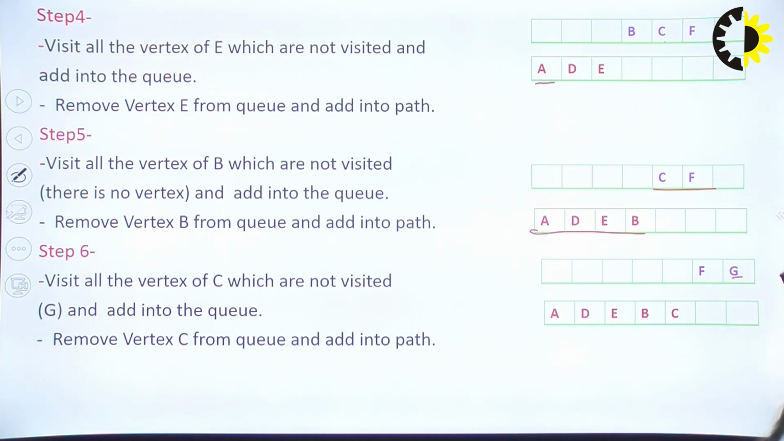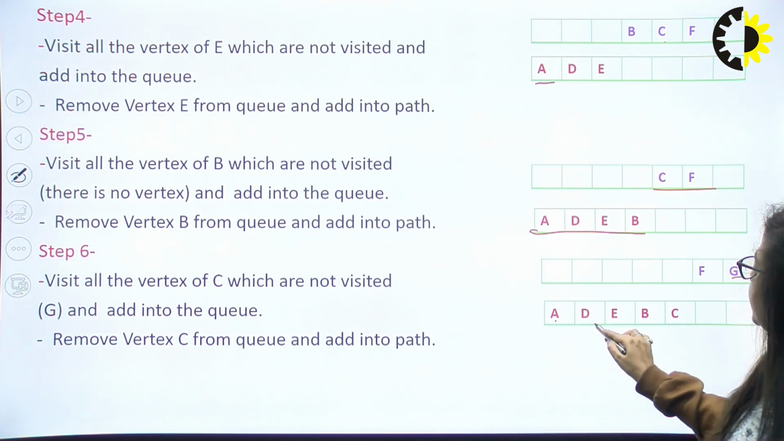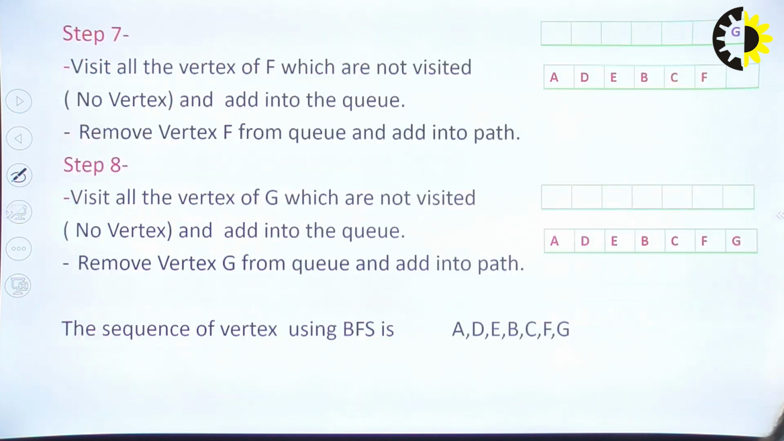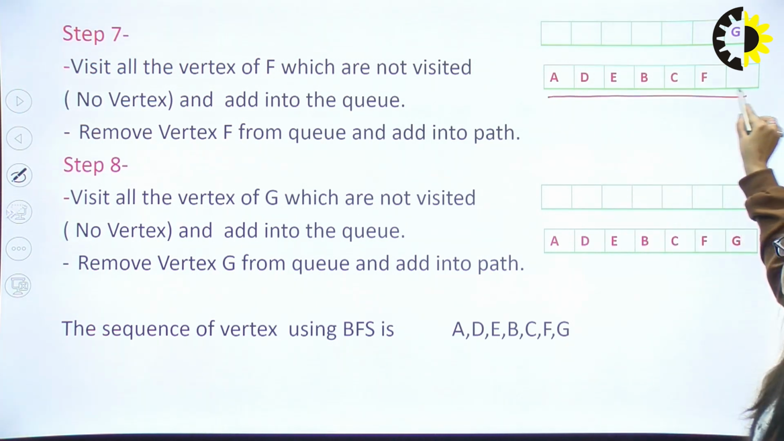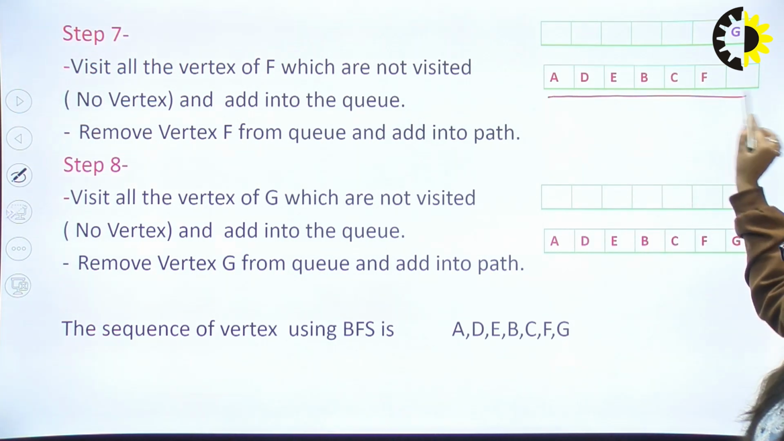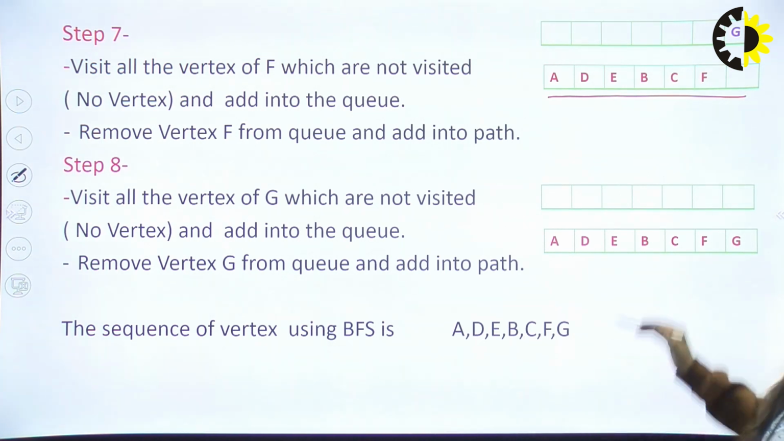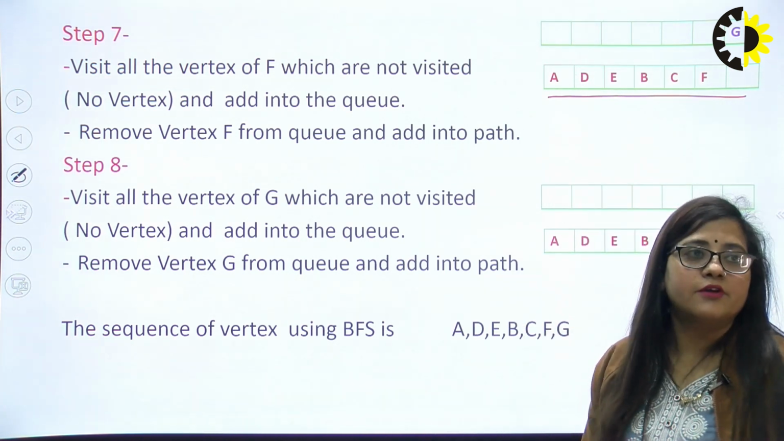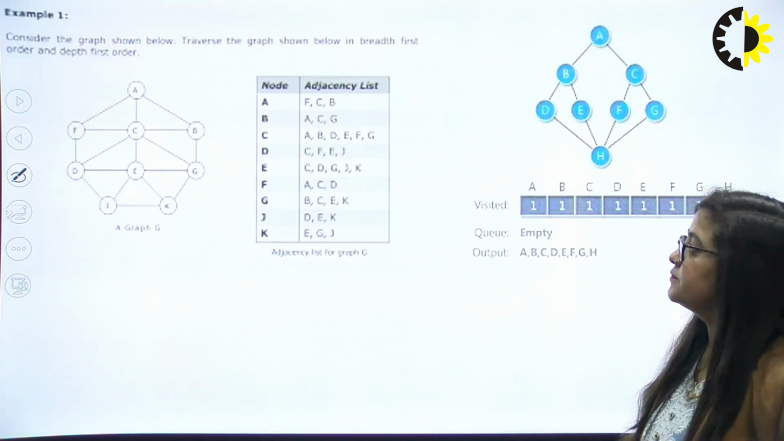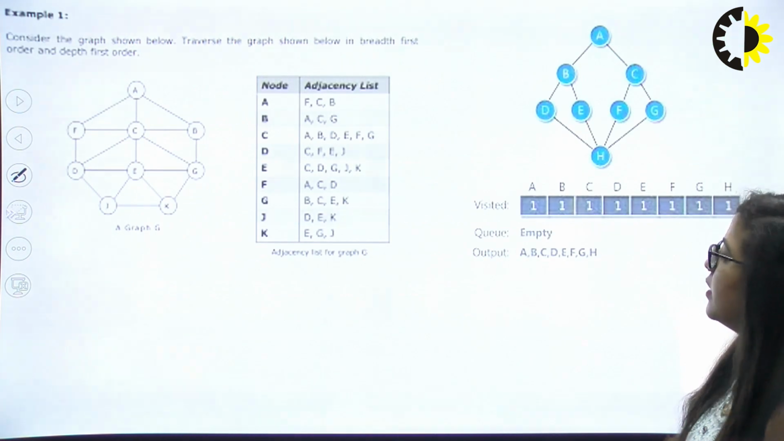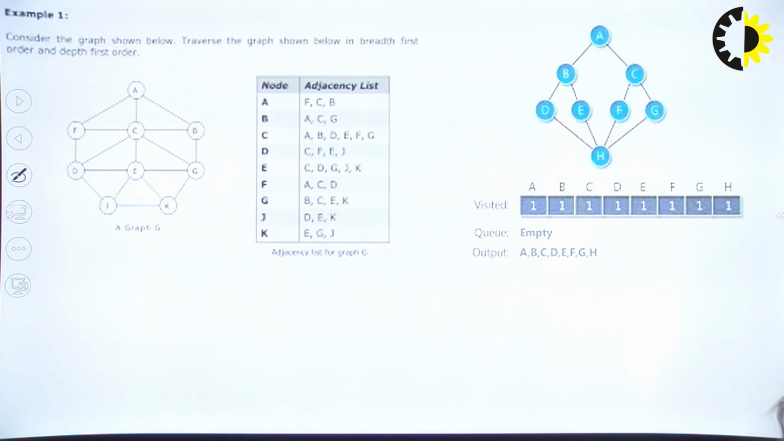G is again a vertex according to the previous example, and the output is A, D, E, B, C. So the last final output, and check G again. So the final output of BFS is A, D, E, B, C, F. So this is the whole process, step by step, to solve BFS questions. It is an example for you to solve by yourself.